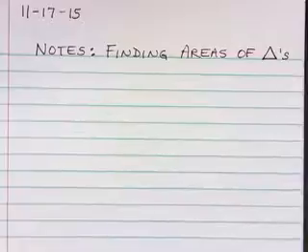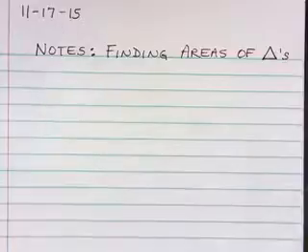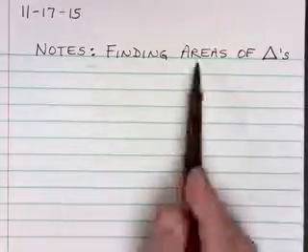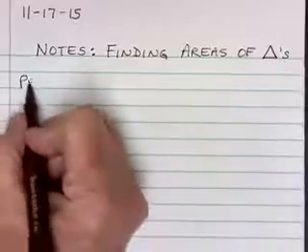Okay, let's start taking today's notes. Write down 11, 17, 15. Notes, we're finding areas of triangles, and we are in pre-cal land.